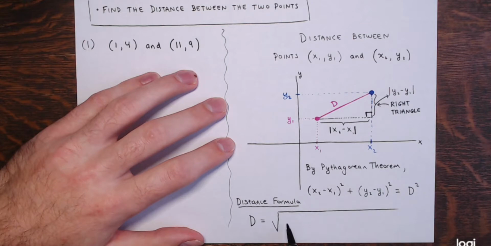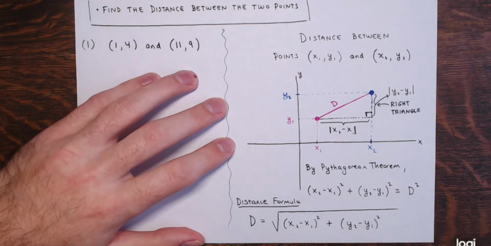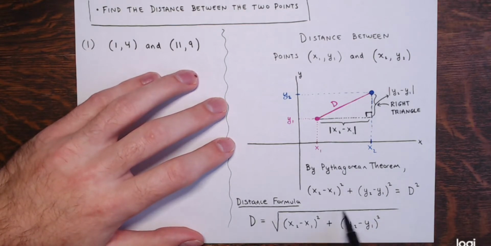And then inside that square root, we have the change in the x coordinates squared, x2 minus x1, or x1 minus x2. It doesn't really matter because you're squaring it afterwards. Plus the change in the y coordinates squared, y2 minus y1, or y1 minus y2. Again, it doesn't matter because you're going to be squaring that quantity anyway. And again, all of that is inside the square root.